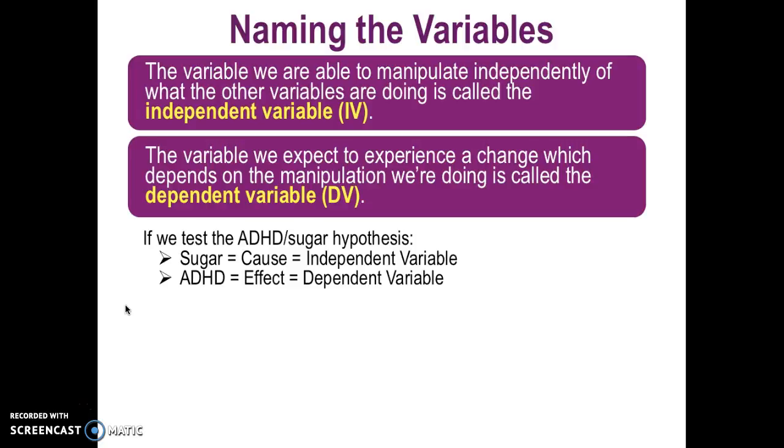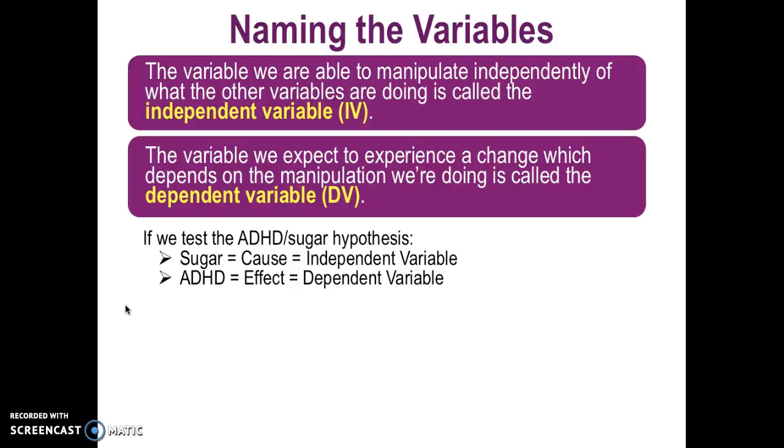So let's go back to our ADHD and sugar hypothesis that we've been talking about. Sugar is going to have an effect on ADHD. Does that make sense? Cause and effect. Sugar is going to cause the effect of ADHD. Boom. All right. So sugar is our independent variable. ADHD is our dependent variable.